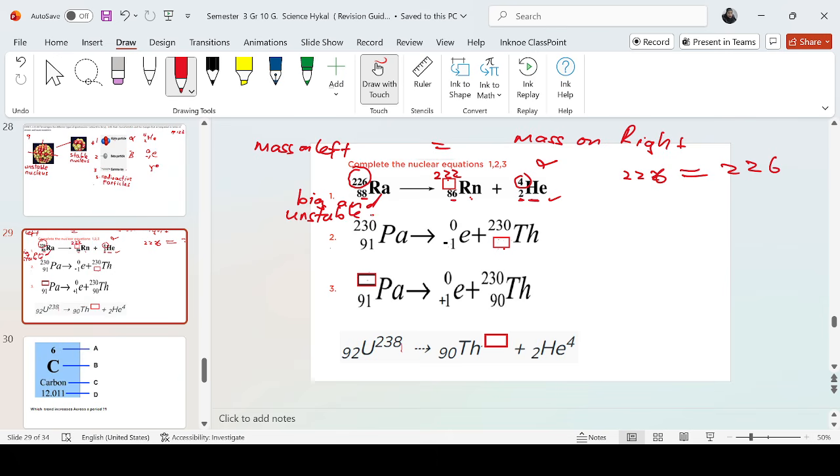Let's balance here. The mass on the left is 230. To the right is 230. So the mass here is 0. 91, it's minus 1 here. So what is the atomic number here which balances 91? I have 91 here. I need 91. Minus 1 plus what? 92, equal to 91. So here it's 92. Can you complete number 3 and number 4 and show me in class?